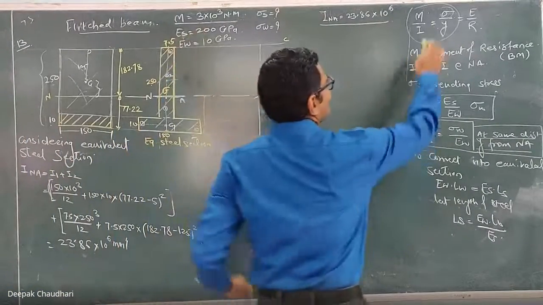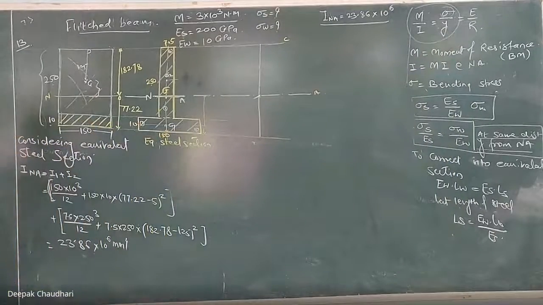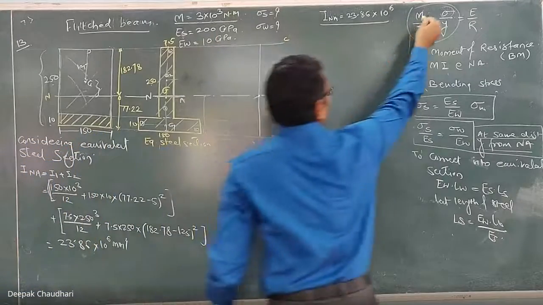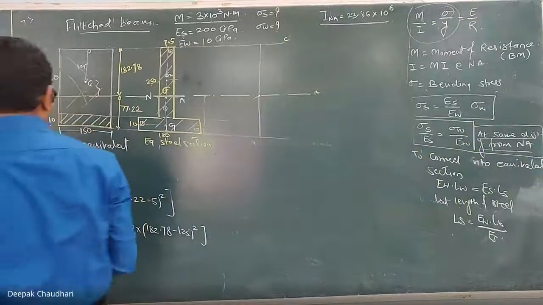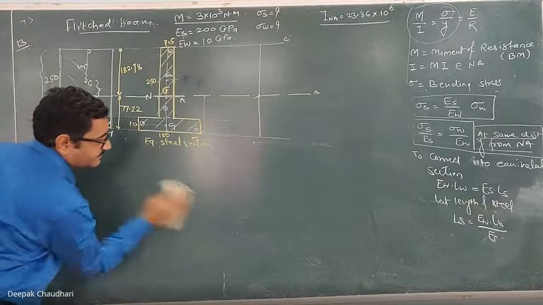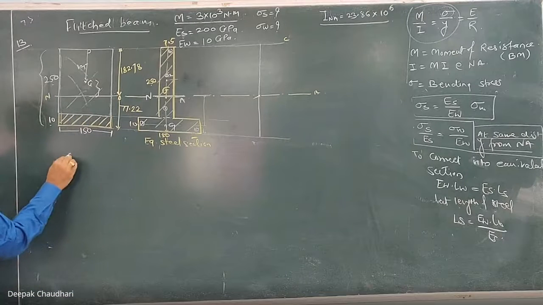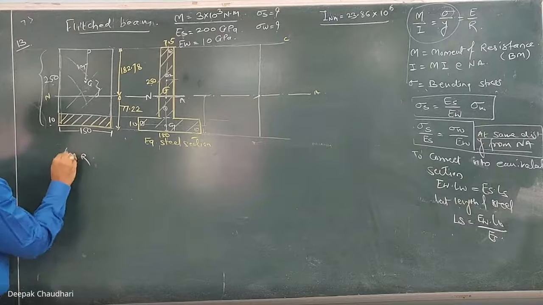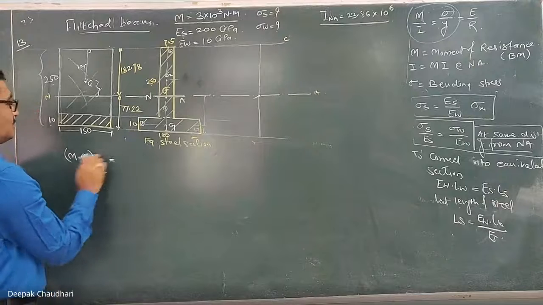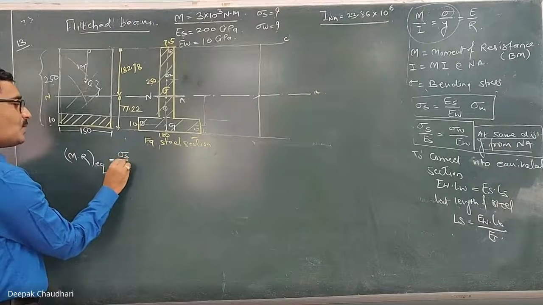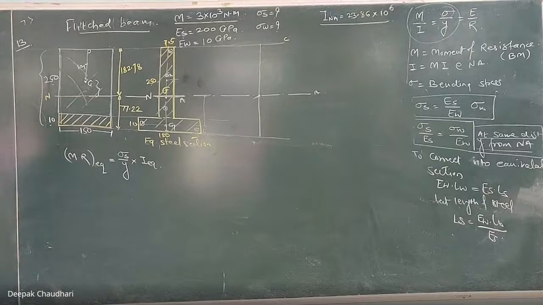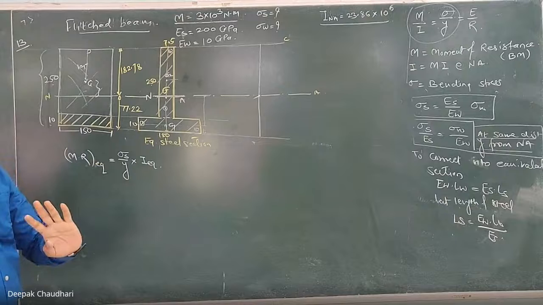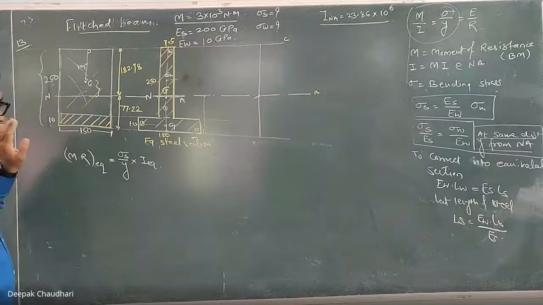Now we are going to calculate the stresses. We are going to use the same formula for the equivalent section, because we know the moment of resistance of any moment. We have the moment of inertia for the equivalent section. We have to calculate the stress, and the y distance is also known to you. So the moment of resistance for the equivalent section is equal to the stress in steel upon y distance of that particular layer into the moment of inertia of the equivalent steel section. Now the moment of resistance is known to you. Now look at the board. This I equivalent is in millimeter raised to power 4, y is in millimeter. So we will take this moment of resistance.